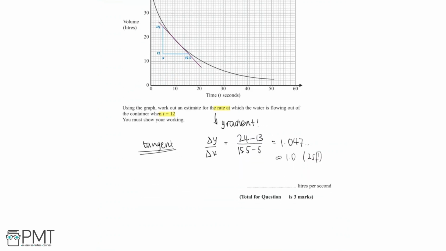And so we've found that an estimate for the rate at which the water is flowing out of the container when t is equal to 12 is approximately 1.0 litres per second. Now this question is worth 3 marks.